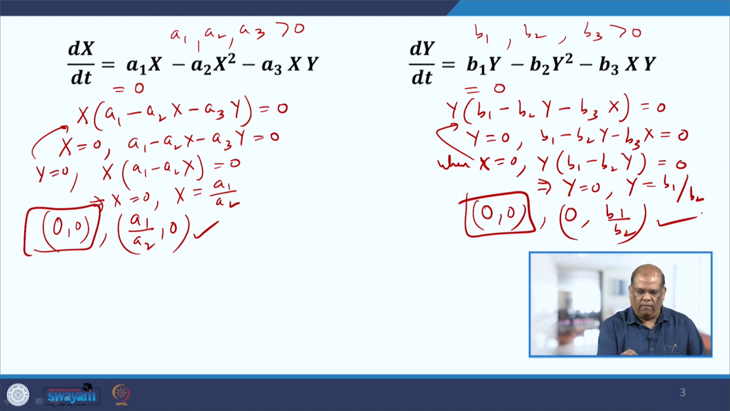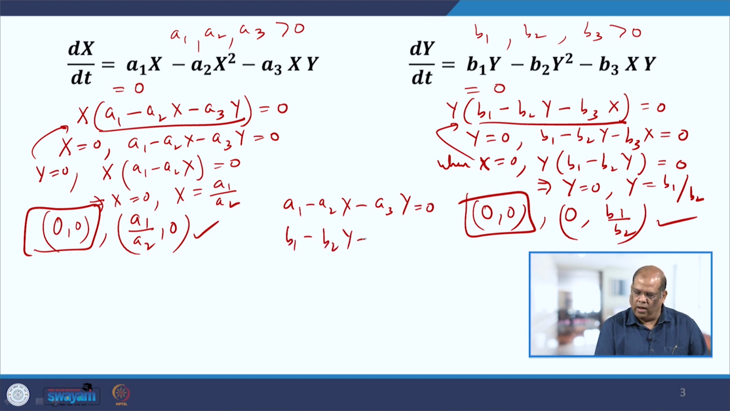And finally, we solve this equation and this equation, that is a1 minus a2 x minus a3 y equal to 0 and b1 minus b2 y minus b3 x equal to 0. So, these are simultaneous linear equations; you can use any method, say the method of cross multiplication, and if you solve it, your answer is going to be x equal to (a1 b2 minus a3 b1) divided by (a2 b2 minus a3 b3).